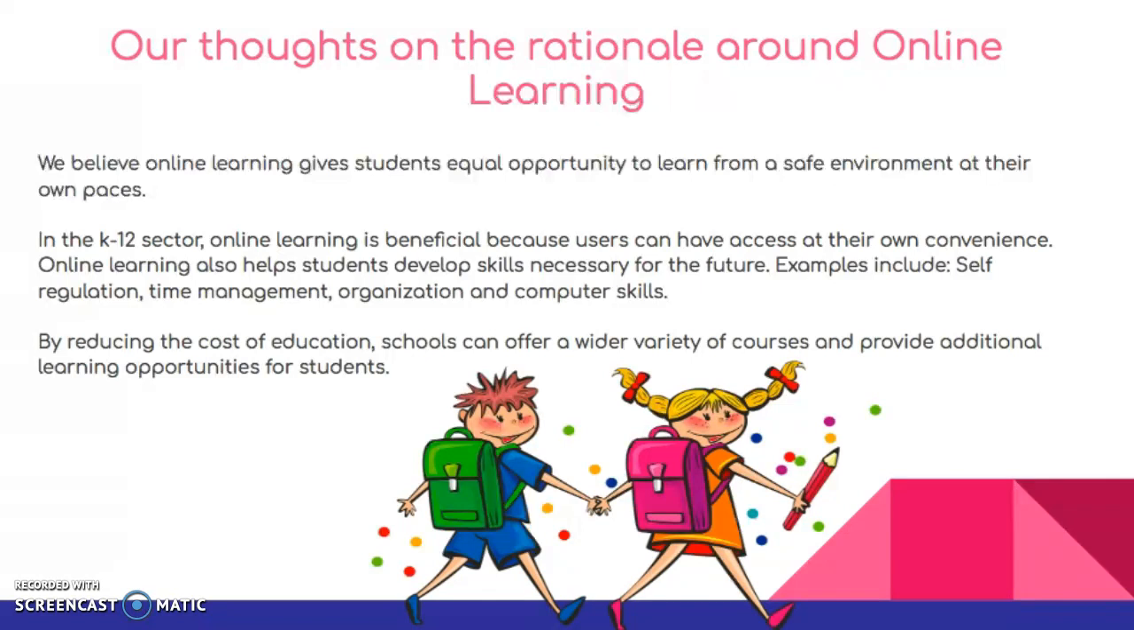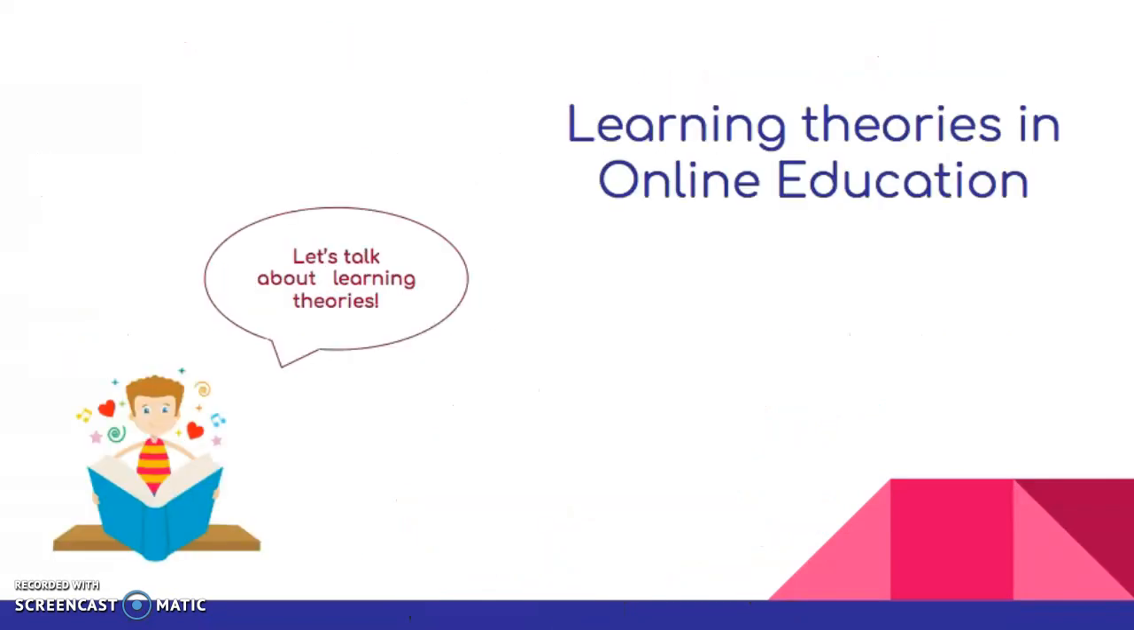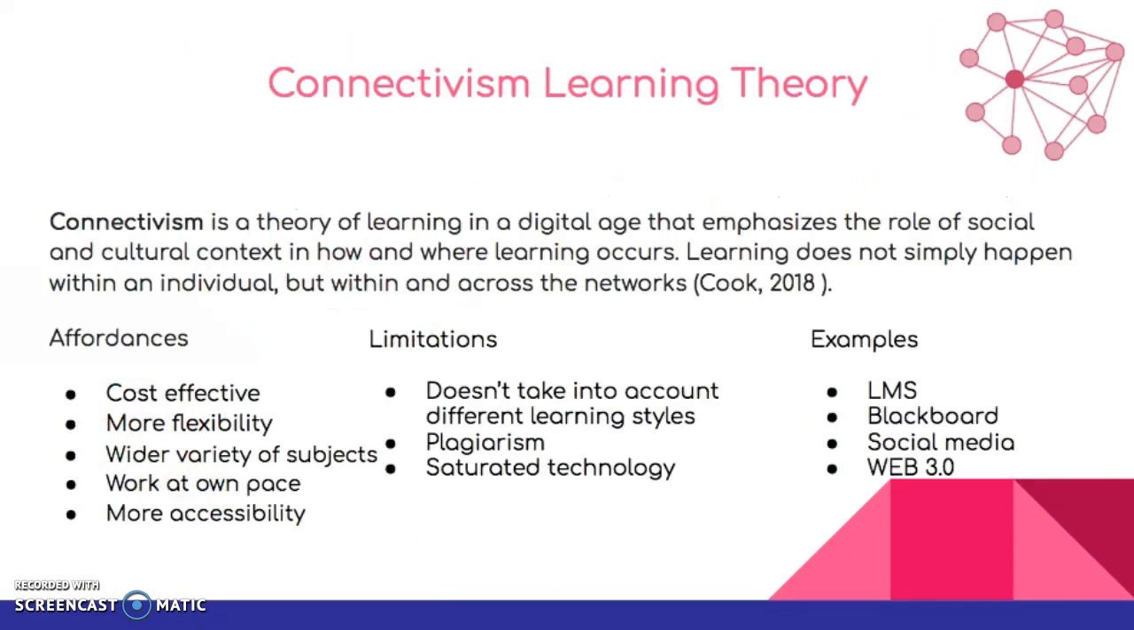Now that we've talked about our thoughts on the rationale around online learning, let's talk about learning theories in online education. Our first learning theory is connectivism. Connectivism is a theory of learning in a digital age that emphasizes the role of social and cultural context in how and where learning occurs. Learning does not simply happen within an individual, but within and across the networks. This is taken from Cook 2018.